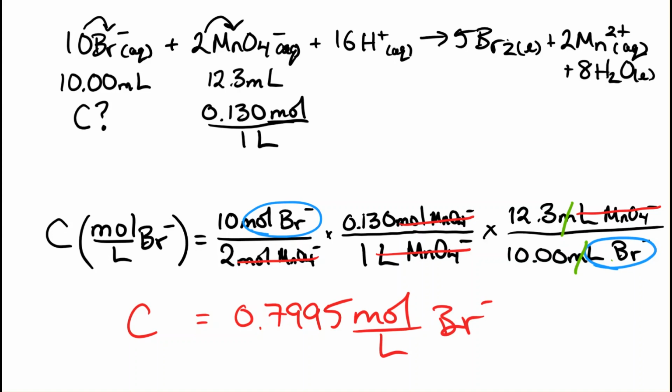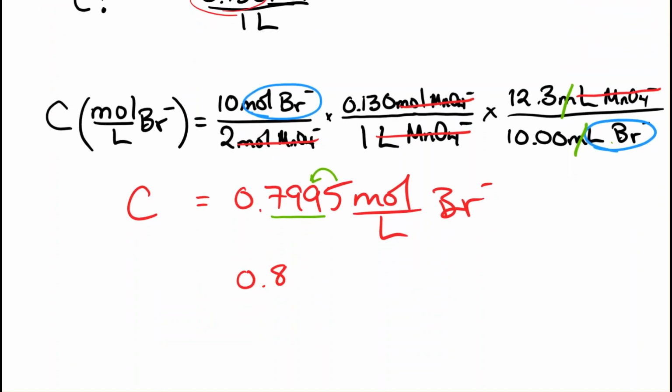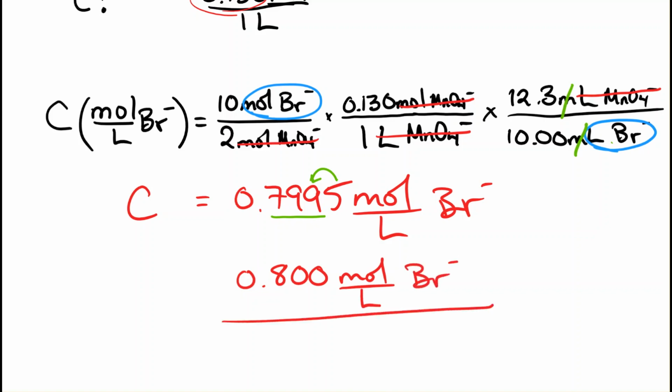Hopefully, you're not mad at me, but we just have to go back and look at our significant digits. In our calculation, we've got 3 significant digits, 3 significant digits, 4 significant digits, and the 10 over 2 is infinite. That's a definition. That's an infinite number of significant digits. So we need to round to 3 significant digits. Here are our 3 significant digits, 799, but the 5's going to round it up. So we're going to be left with 0.800 moles per liter of bromide. That is the concentration of bromide ions.